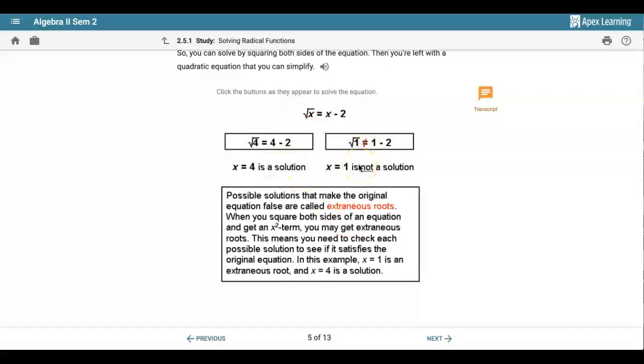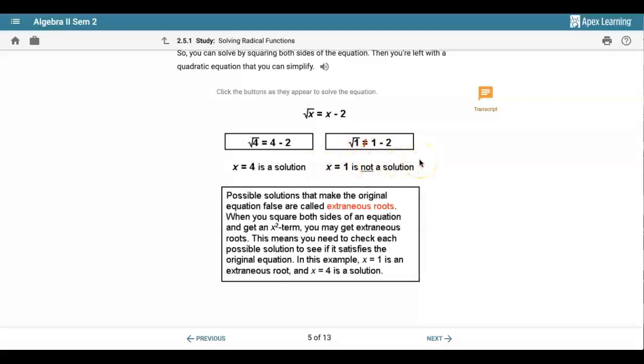This is always an important step here, plugging back in to check, because as you'll notice, when I plug them back into my original, the square root of 4 equals 4 minus 2. Well, that's 2 equals 2. Perfect. So x equals 4 is a solution. However, when we look at x equals 1, the square root of 1 is 1, but 1 minus 2 is negative 1. So the square root of 1 equals negative 1. That's not true. That's not equal. So x equals 1 is not a solution.